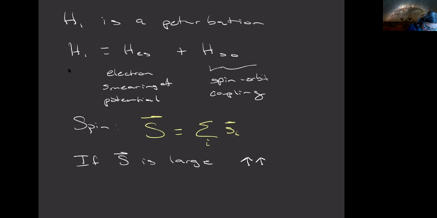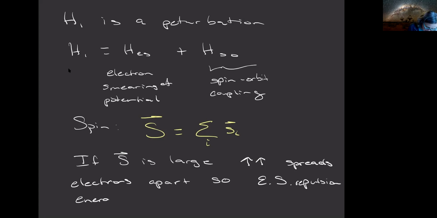So let's just write that out. If S is large, then that spreads the electrons apart so that the electrostatic repulsion energy will be lower, and that reduces the entire energy of the system. And that is called Hund's rule number 1. Terms with larger spin have lower energy. So that's the first one.